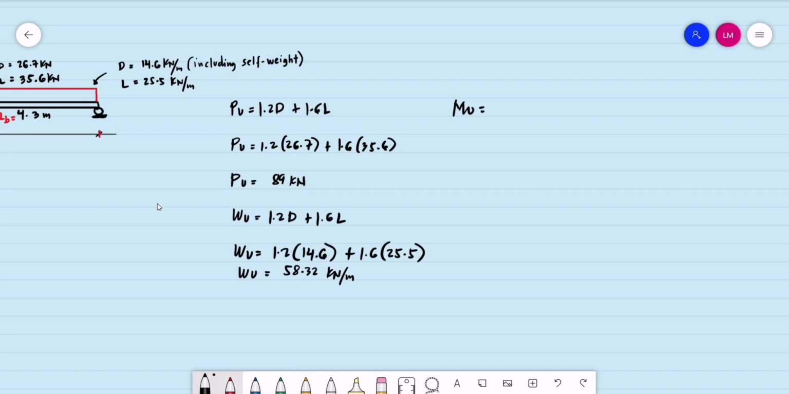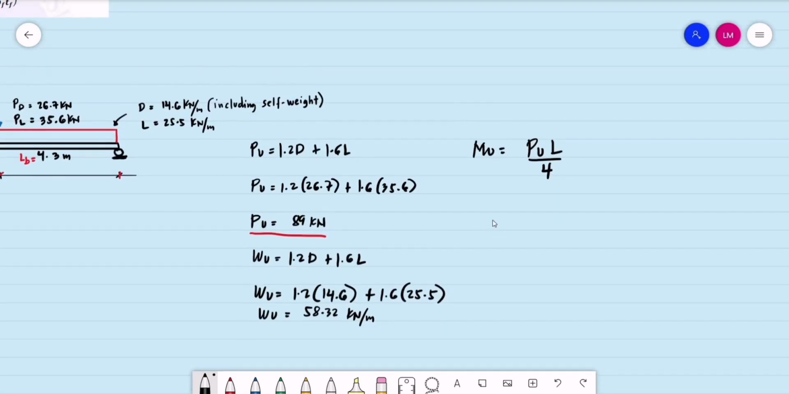Now computing for the ultimate moment based on these loadings, M sub U. Since we have a concentrated load at the midspan, the equivalent moment will be equal to P sub U times L divided by 4. Then for a uniformly distributed load, the maximum moment is W sub U, the ultimate uniform load, times the length squared, divided by 8.